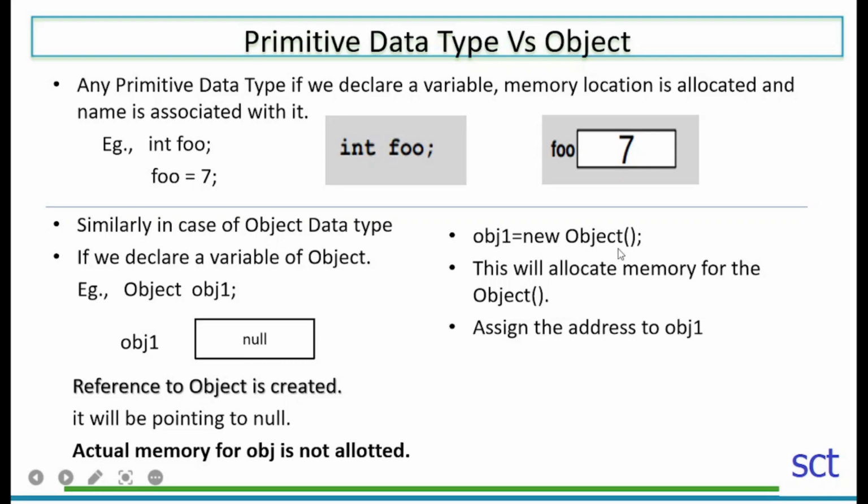When I say new of object, and that I am going to store it in the object1 object that is declared here, there will be a memory allocation done for the entire object, and then the starting address will be stored in this obj1. So that is the difference between primitive data type and object type. An object is an instance of a class which will have the address of the actual object which is pointed to.